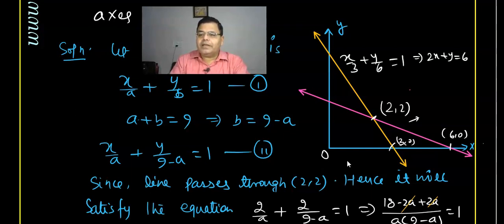This one is the line x by 6 plus y by 3 is equal to 1. Here y is 3, so that is 0 comma 3, and the y-intercept is here 6, so that will be 0 comma 6. So I hope you got it.